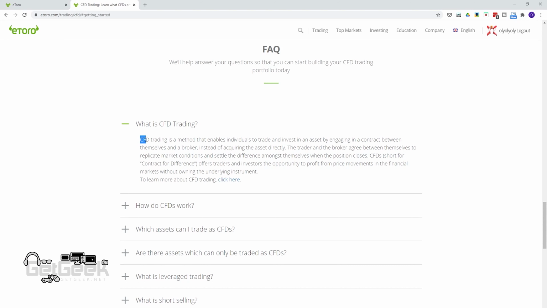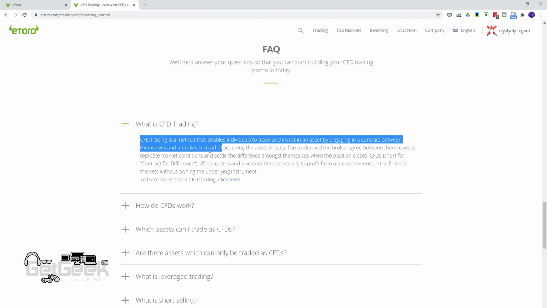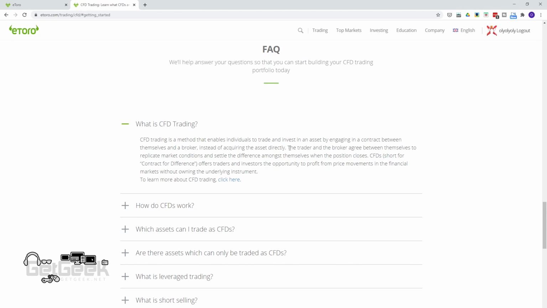So what is CFD trading? If we have a look here on the Etoro website, CFD trading is a method that enables individuals to trade and invest in an asset by engaging in a contract between themselves and a broker instead of acquiring the asset directly. The trader and the broker agree between themselves to replicate market conditions and settle the difference amongst themselves when the position closes. CFDs, short for contract for difference, offers traders and investors the opportunity to profit from price movements in the financial markets without owning the underlying instrument.